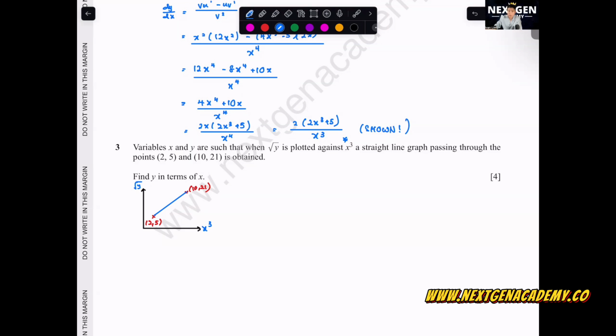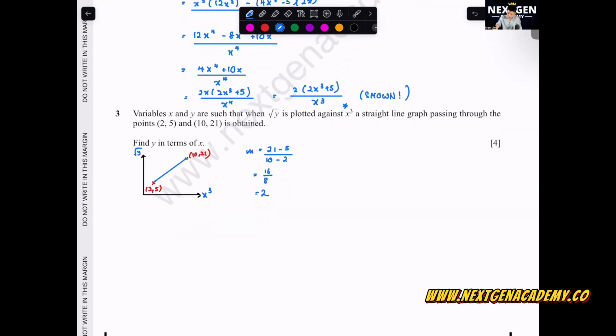So we find m, which is y2 minus y1 over x2 minus x1: 21 minus 5 over 10 minus 2. We get 16 over 8, which equals 2. Remember, when we find m and c, you don't go and convert to the big X and big Y first, which are the square root y and x cubed. This is where students make a mistake. When you find c, don't change it to square root y and x cubed first. We just substitute. You use the point (2, 5) and m equals 2 into y equals mx plus c. Just remember these first two steps, m and c: don't convert the values first.